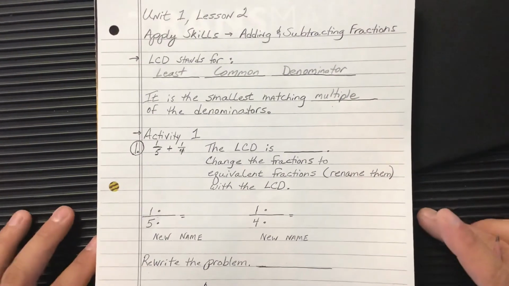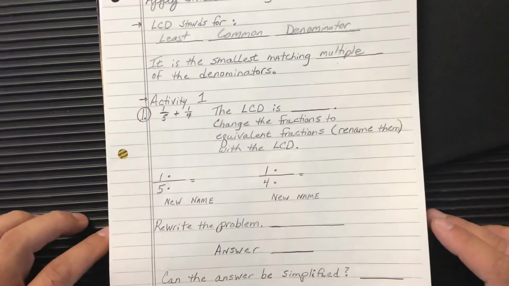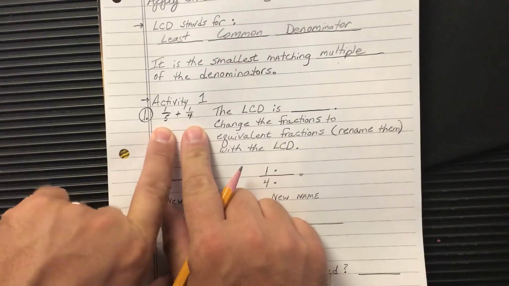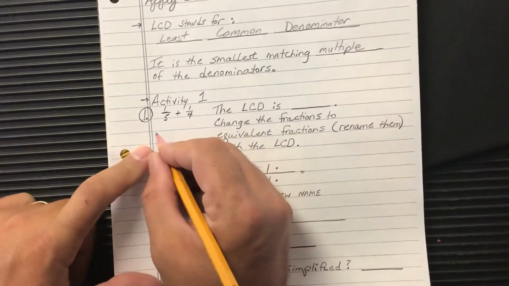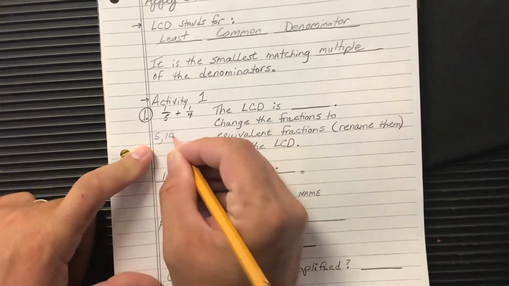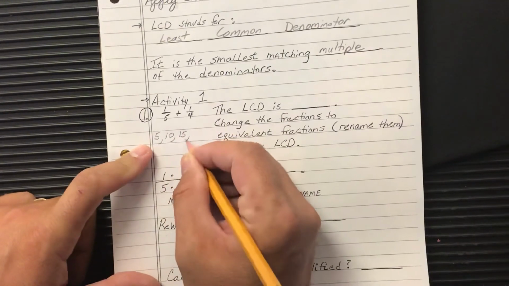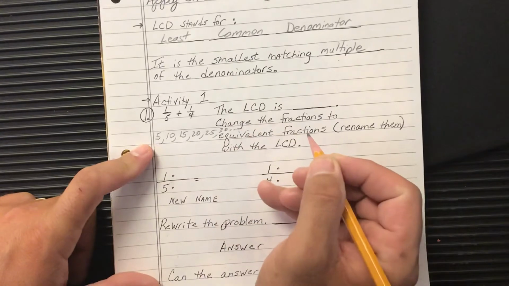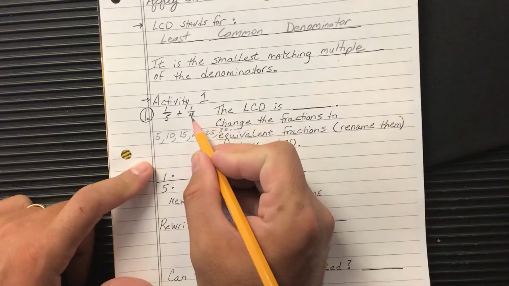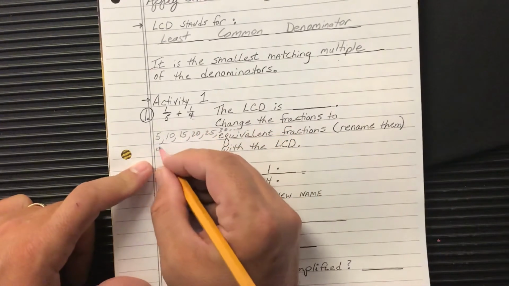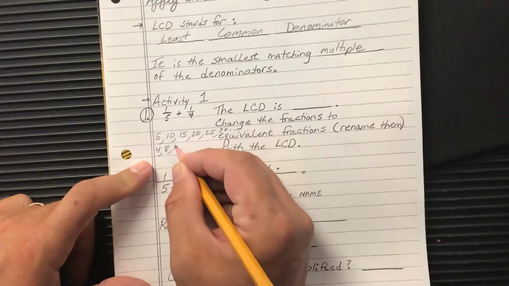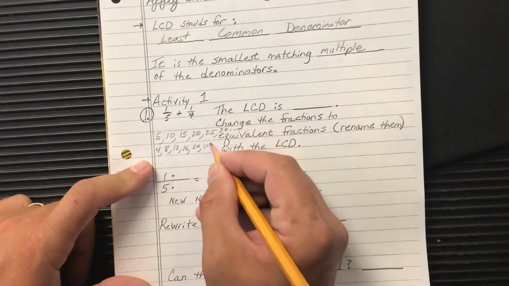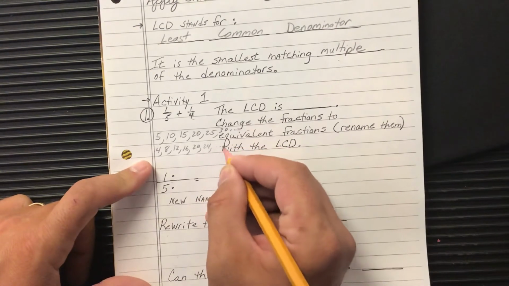Okay, so if you look at the first example, we'll just jump right in. What are my denominators? 5 and 4, right? So if I were to take 5 times 1, 5 times 2, 5 times 3, 5 times 4, and I can go on forever. And I do the same thing for 4. 4 times 1, 4 times 2, 4 times 3, 4 times 4, 4 times 5, and 6, and so on.